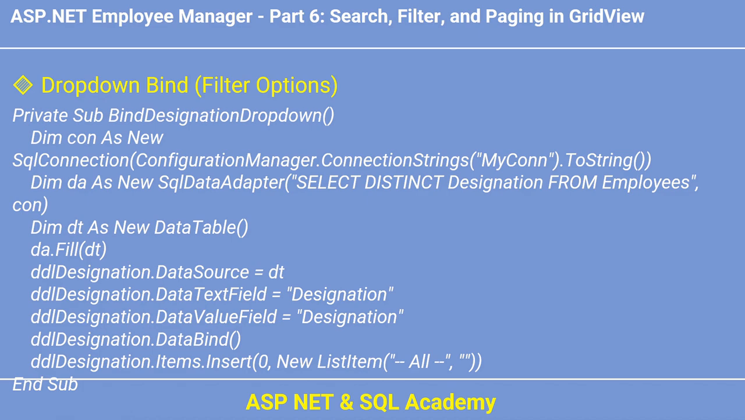This method populates the designation filter dynamically from the database. It helps to keep the drop-down current and user-friendly.